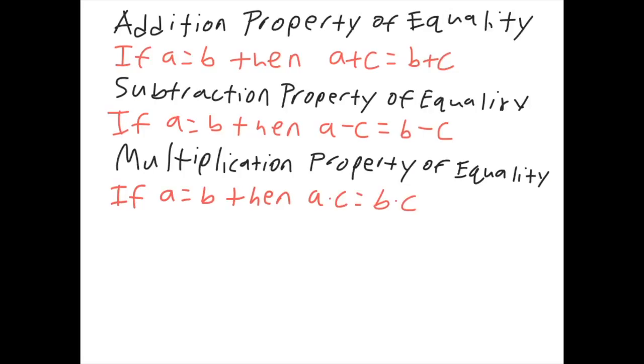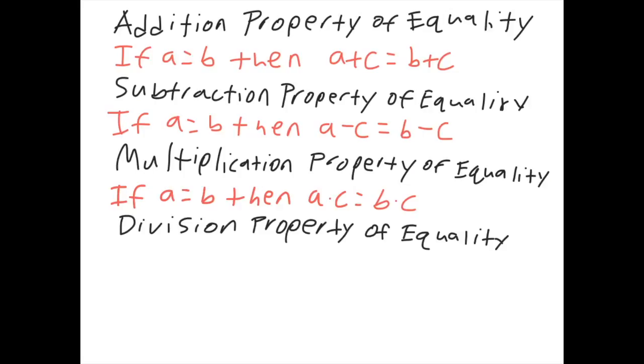So again, if we have two numbers A and B that are equal, if we multiply the same number on both sides of the equal sign, so multiply each of those numbers by the same number, they will still be equal. And now for the final one, division property of equality. This one is only a slightly bit different.